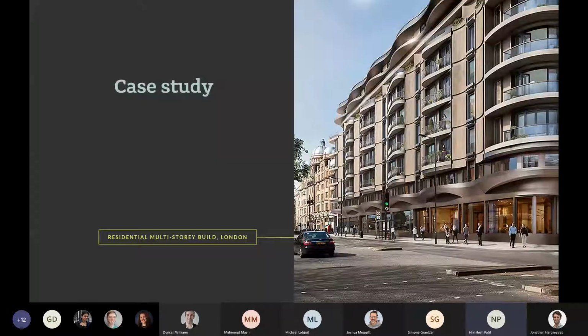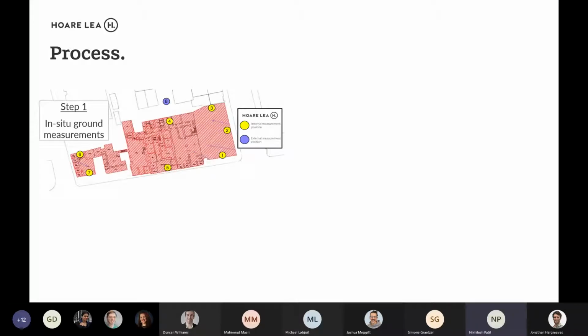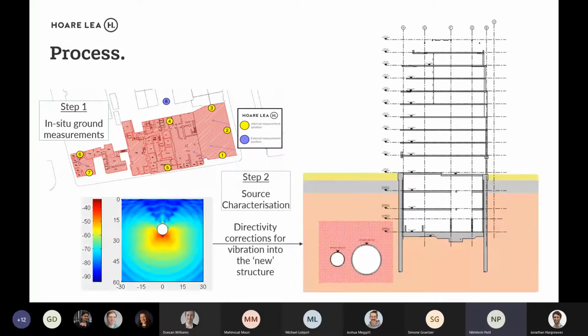Okay, so I'll briefly talk about this case study that we're working on. It's a multi-story residential building in London, which is very close to a few underground tunnels. The brief process is, let's get some ground measurements, and once you get those, they can tell you what source vibration level we're looking at on the ground. But then the building won't actually sit on the ground because it has some basement levels. In this case, it had 3 or 4 basement levels under the ground. So how do you correct for those vibrations?